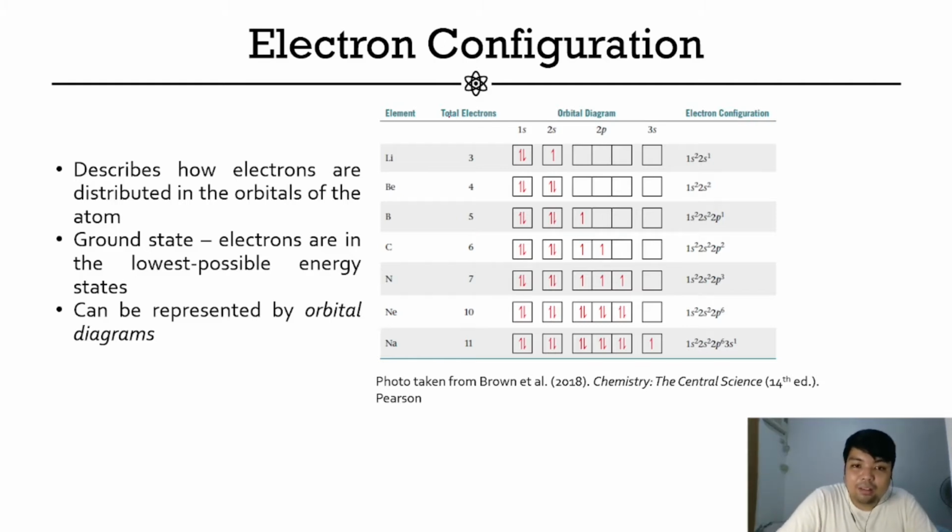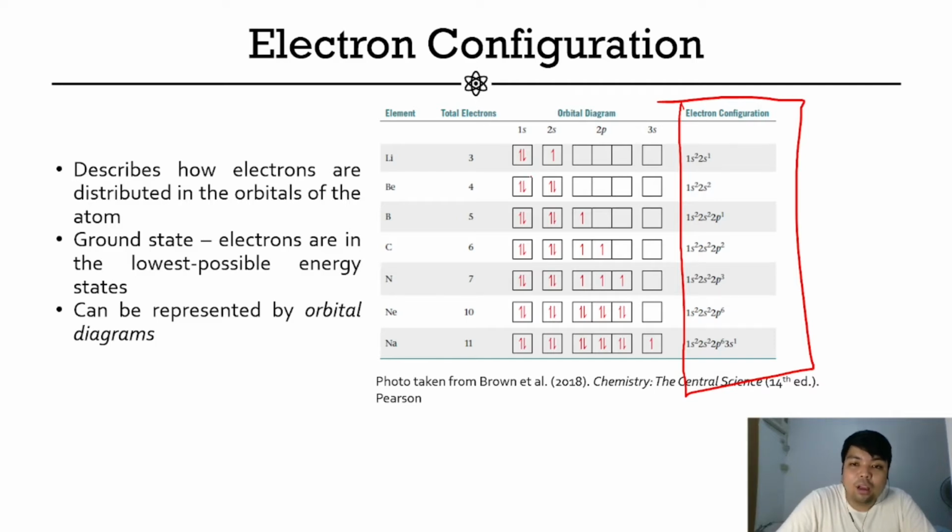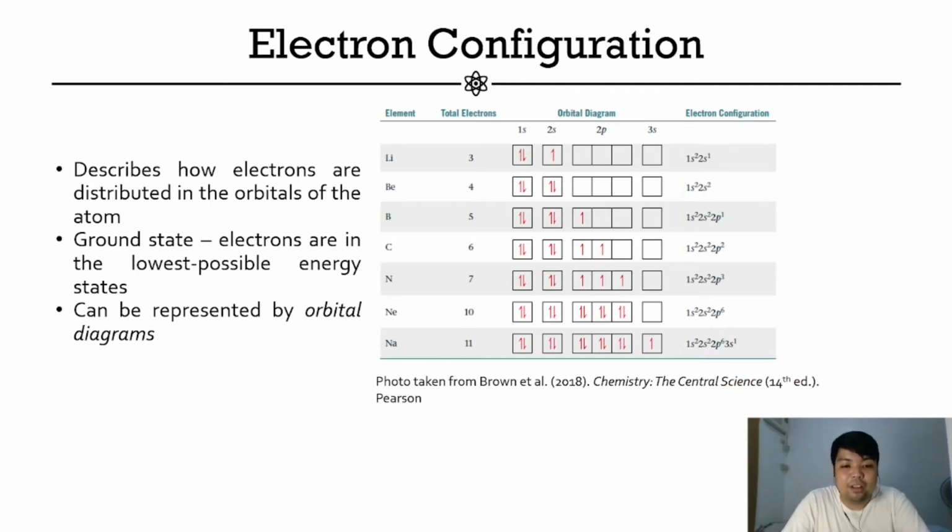Now, this electron configuration that I have shown here, and also the one visible in the periodic table, is what we call the ground state configuration. When we say the ground state, the electrons are in their lowest possible energy states. That means they occupy the orbitals of lowest energy that they can occupy.